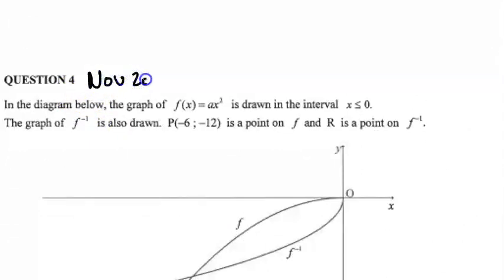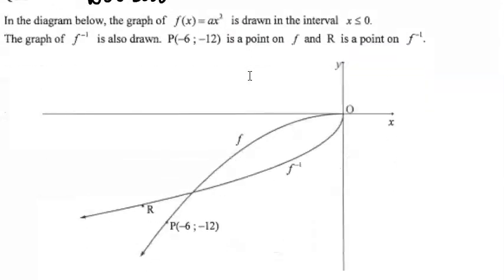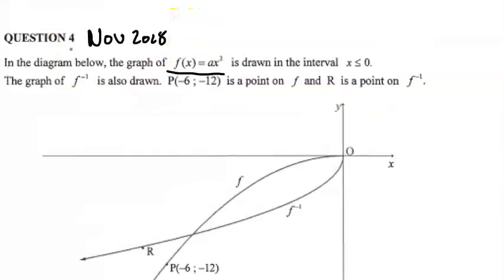paper. So this is from November 2018, and this is a question on a function and its inverse, and more precisely a parabola, as you can see here. It says in the diagram below, the graph of f of x equals to ax squared is drawn in the interval x less than equal to 0. So here we have a restricted domain, as you can see, x less than equal to 0 to give us the graph of f. It's telling us that the graph of f inverse is also drawn, and they give us a point on the graph which is -6 and -12. So that's a point on f, and r is a point on f inverse.